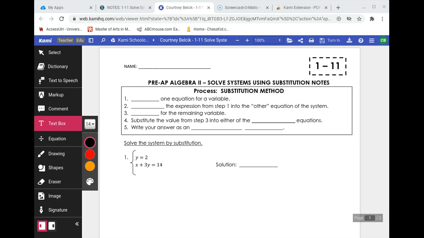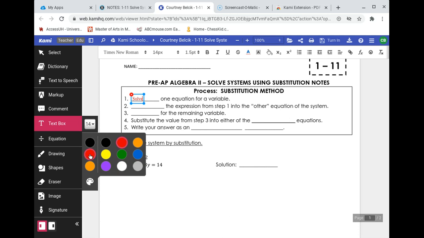And all of this builds towards taking systems of equations and kind of pushing it to another level in Algebra 2. So in Kami, I'm going to use my text tool to fill in these blanks. So number one, when you're solving systems of linear equations or even equations with quadratics, and you're solving them by substitution, the first thing that you want to do is solve one equation for a variable. We'll go ahead and make that red so it stands out. So solve one equation for a variable.